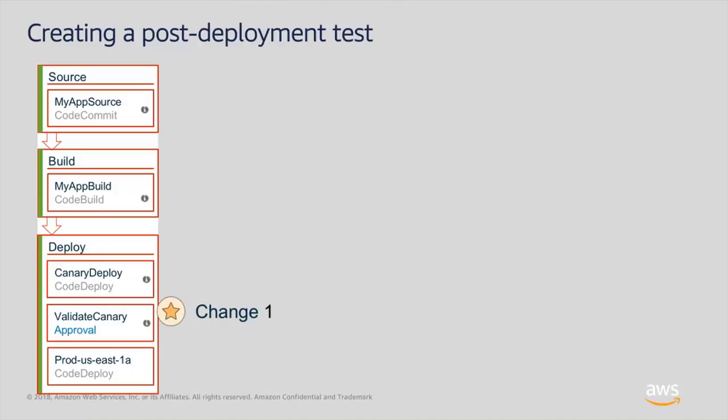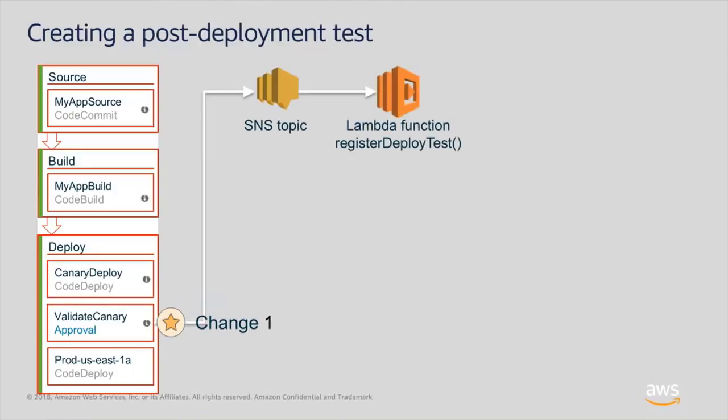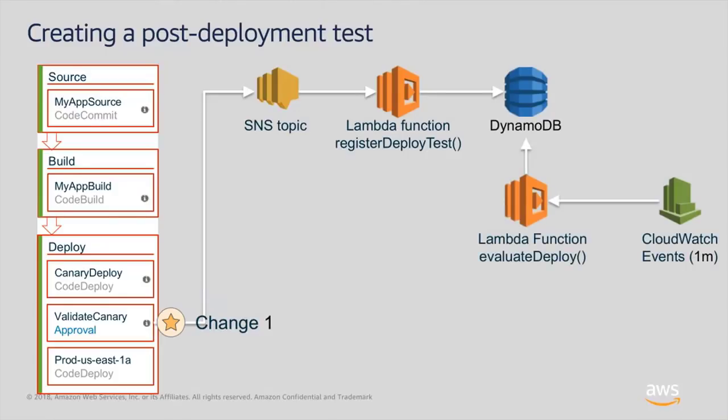Let's go through. So a change comes in. It's going to hit that approval. That approval is going to trigger that SNS topic, which will then hit a Lambda function that's going to register that test, or that stage. We're going to store that in a DynamoDB table, and then every minute we're going to have CloudWatch execute a function to evaluate the deploy.